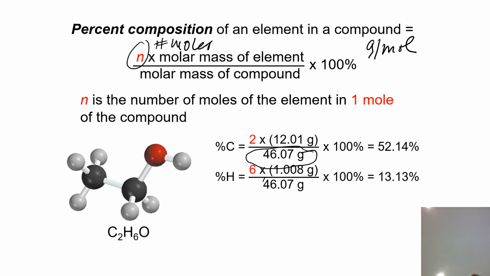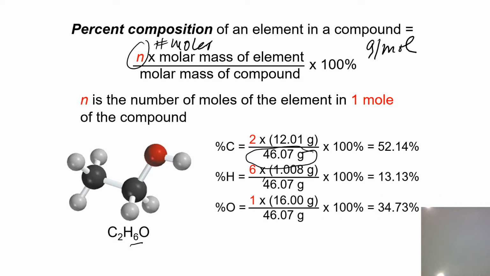We do the same thing for hydrogen. There are 6 moles of hydrogen in this molecule. So we multiply the molar mass of hydrogen by 6 and divide by the mass or molar mass of the compound to determine the percent hydrogen. And finally, the same calculation for oxygen. Now, in an ideal world, when we add up those percents, they should equal 100.